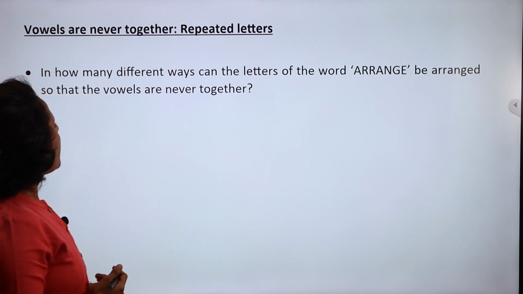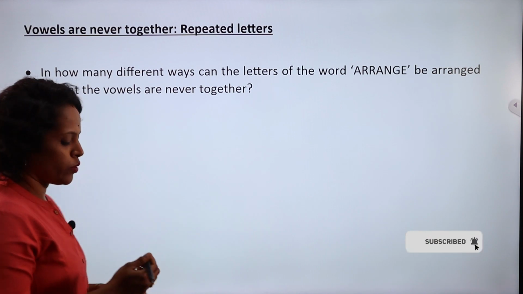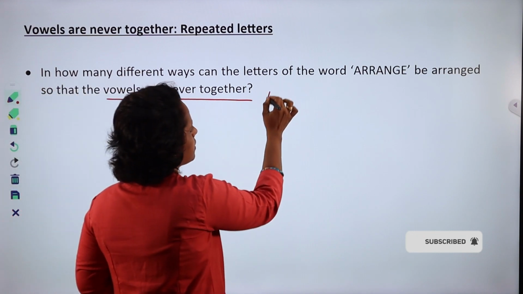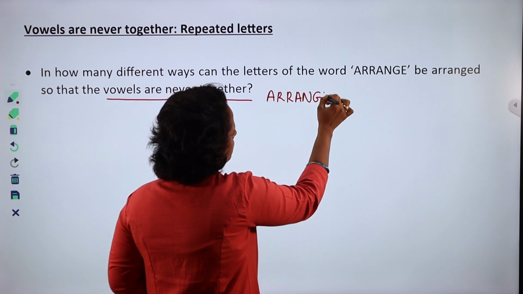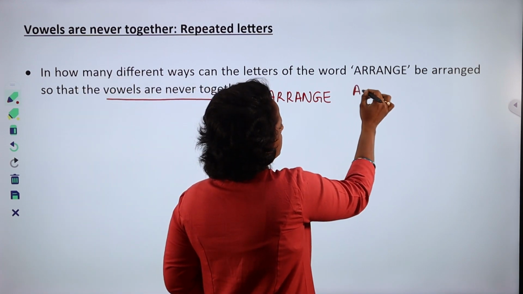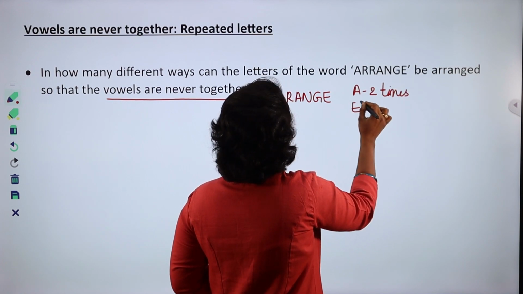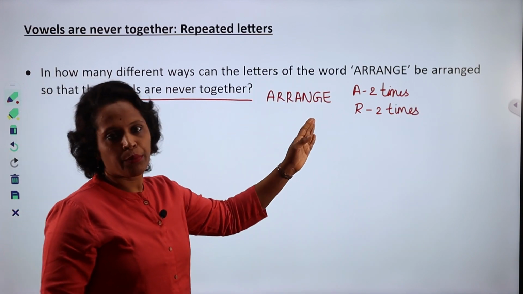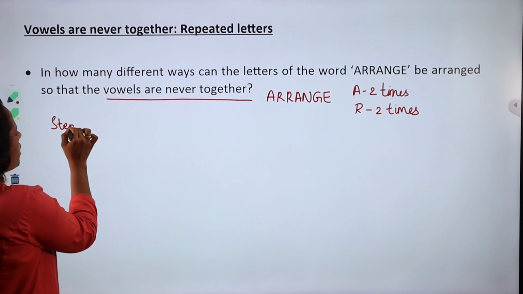Our next question: in how many different ways can the letters of the word be arranged so that the vowels are never together? Here the keywords are vowels are never together. And our word is arrange. If we look here, a few letters are repeated. What are those? A is repeated twice and R is repeated twice. Whenever letters are repeated, we go for the denominator, right? So step 1. What is step 1?